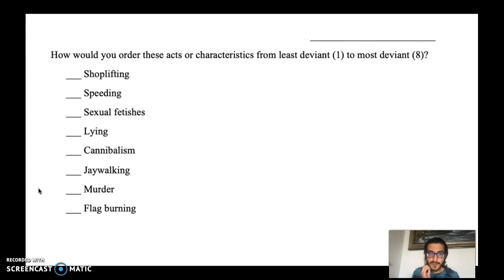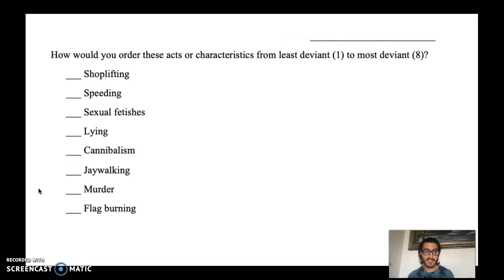So I'd like you to read through this list of behaviors on the left side of the screen here, and then label them on a scale of 1 to 8, with 1 being the least deviant behavior, so the behavior that you think is least against our society's norms, and then moving all the way up 1, 2, 3, 4, 5, 6, 7 to 8, which would be the most deviant behavior, so the behavior that is most against the norms of our society.